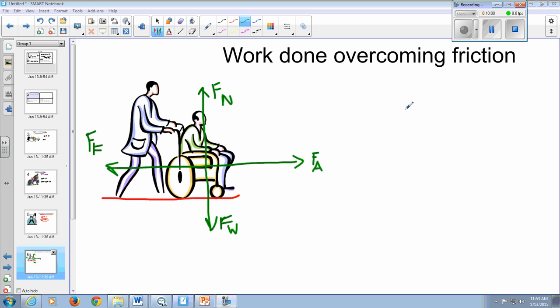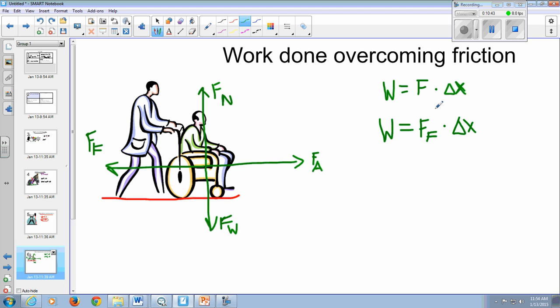And if we're talking about the work done in overcoming friction, well, we start with our general formula. We've got work equals force times the distance. I use delta x. Again, it's just my nomenclature. Work equals force times distance. Well, we're talking about friction here specifically. So we're specifying that it's friction. So work to overcome the force of friction times the distance.